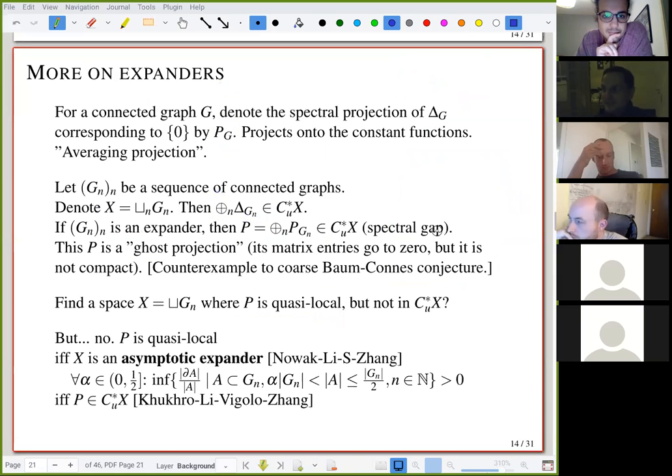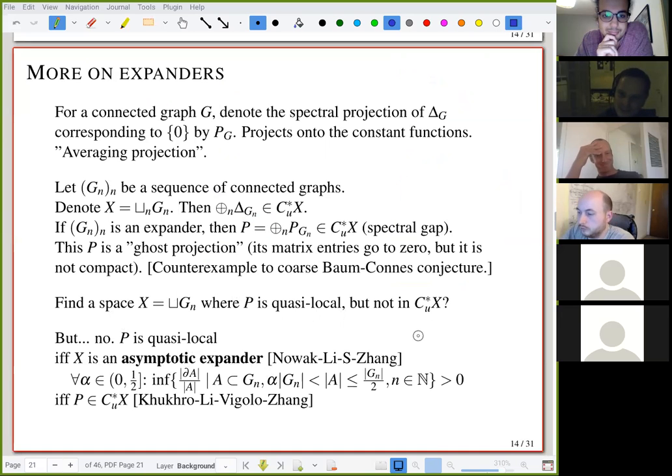But along the way, we discovered the geometric condition. So here we go. The statement is like this. This projection P is quasi-local if and only if X is what we call an asymptotic expander. And this is really, really terrible terminology. I apologize for all of us.